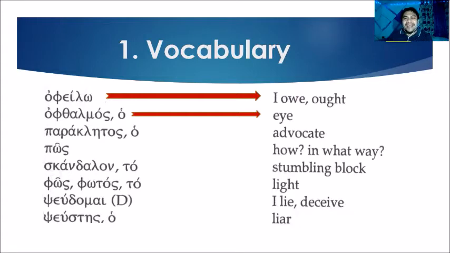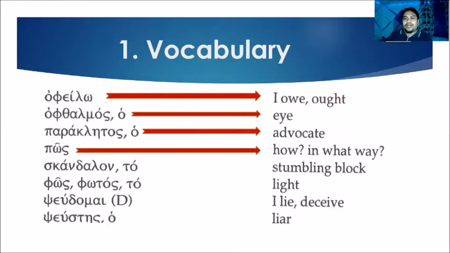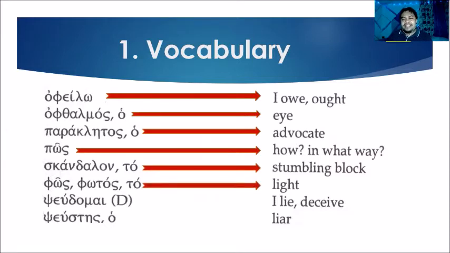Next word is parakletos. It means advocate. Paraclete. Next, we have the word pos. It means how or in what way. It's an interrogative pronoun. Next word is skandalon. It means a stumbling block. Next word is phos or photos. It means light. So that's why we have photos, which is the different colors produced by light.